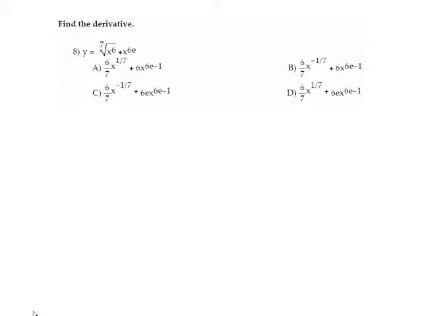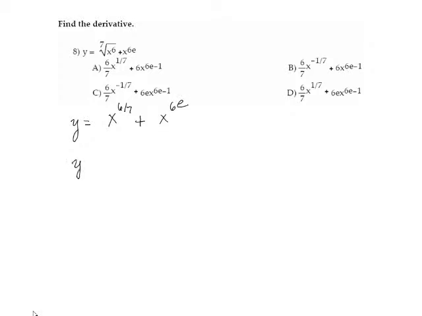The 8th problem is best worked by rewriting the function. This would be the 7th root of x to the 6th, which would be written as x to the 6/7, plus x to the 6e power.